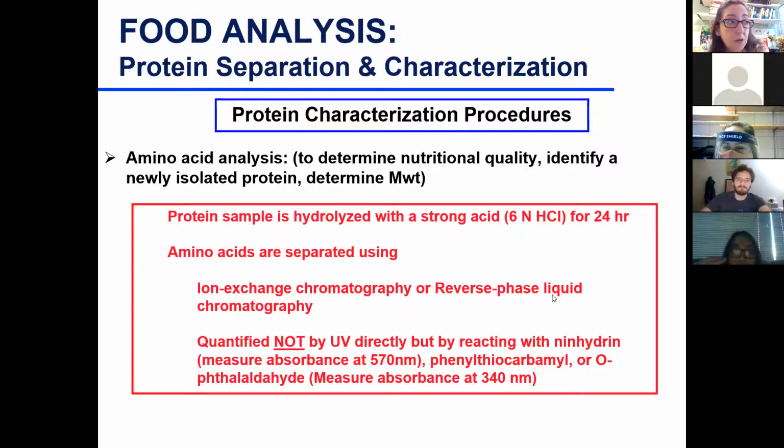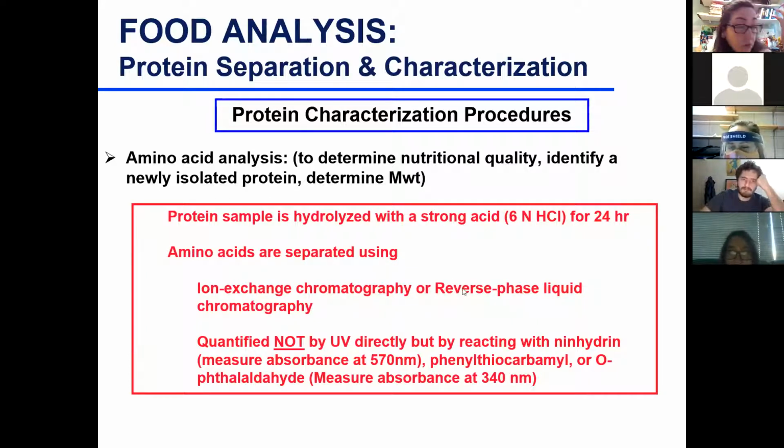You separate the amino acids, and you have standards that you run, so you have standard curves so you can get concentration for each amino acid. However, not every amino acid absorbs light, so we cannot just separate and link to a UV detector. Only 3 amino acids absorb light naturally. This is tryptophan, tyrosine, and phenylalanine.